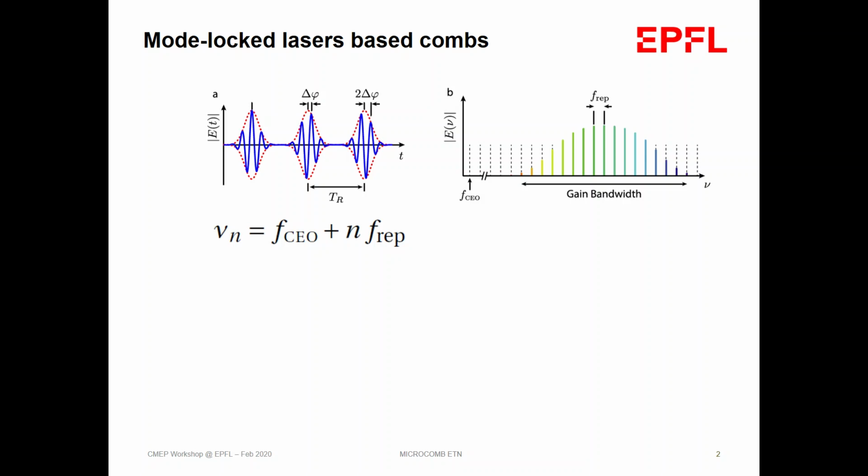Because you have a large sequence of many, many pulses together. So for example, if you have only one pulse, what are you going to see on the optical frequency analyzer? It could be anything, but imagine it's phase locked. Then you will see just a continuous spectrum of this pulse.